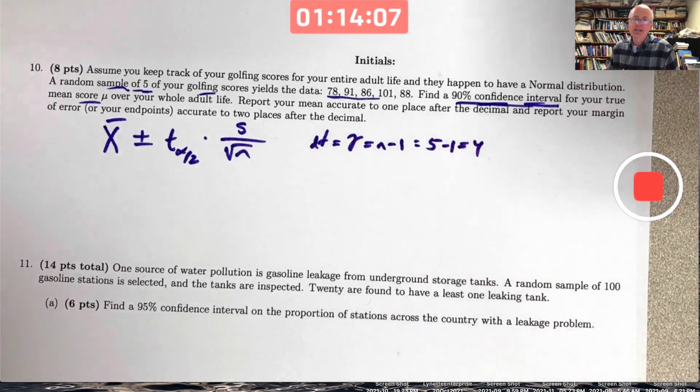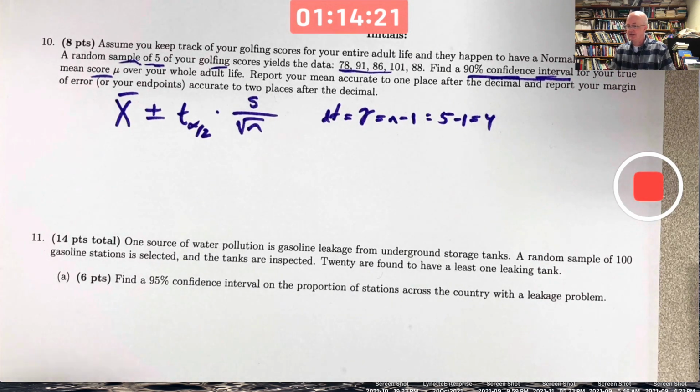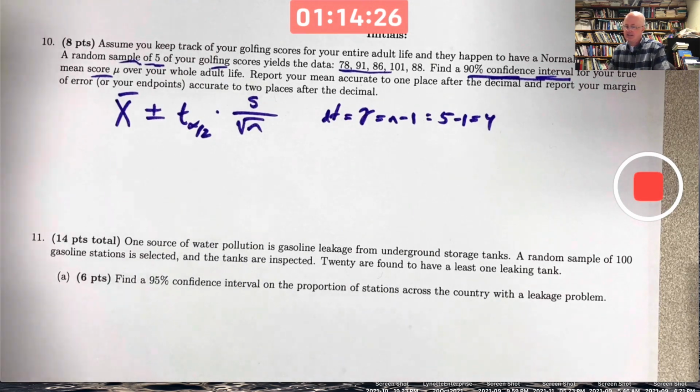By the way, degrees of freedom is not always n minus 1. Don't make that mistake. For example, when you do simple linear regression, degrees of freedom ends up being n minus 2. And when you're comparing means, things can get very nasty as far as the degrees of freedom. This is just the simplest kind of situation. So now we observe values for these things.